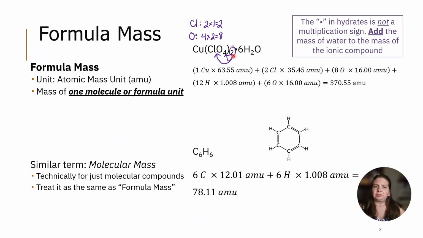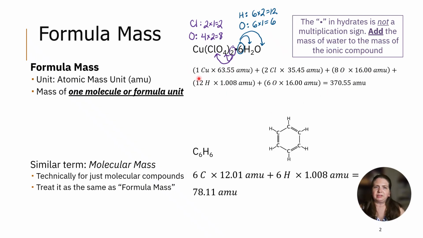Because this is a hydrate, we also need to include the 6 water molecules. The coefficient 6 tells us that there are 6 water molecules. Each water molecule contains 2 hydrogen atoms and 1 oxygen atom, giving us 12 hydrogen atoms and an additional 6 oxygen atoms. Next, we use the periodic table to find the atomic mass of each element.